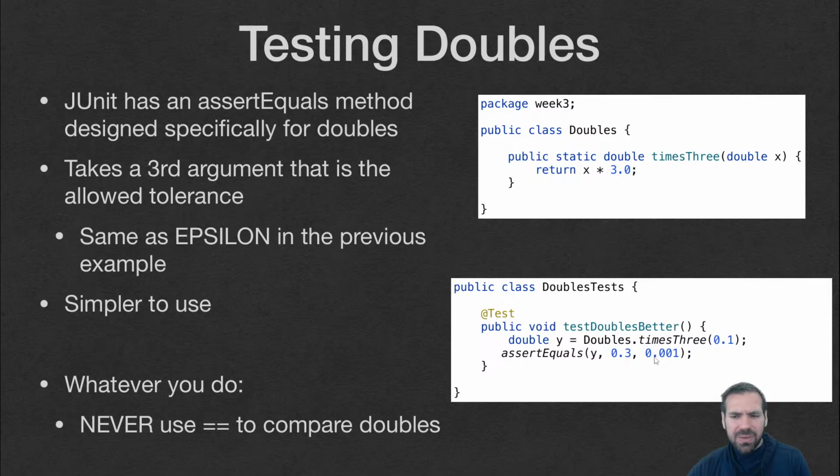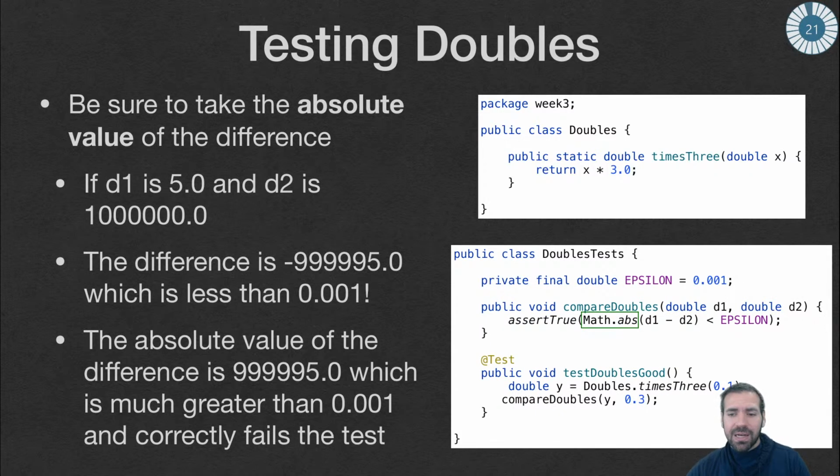But you can't always do this. For example, if you have a conditional where you want to say if these two doubles are close enough to each other, then do this code, then you're going to have to manually do something like this. Take the absolute value of the difference and check if it's less than some small value. So you do have to do this sometimes.